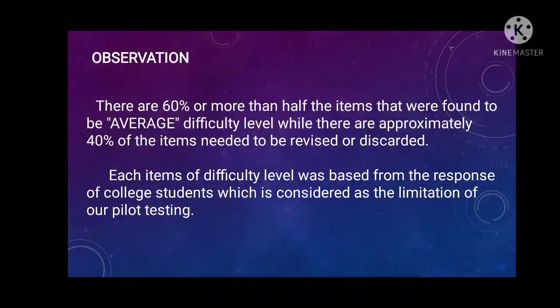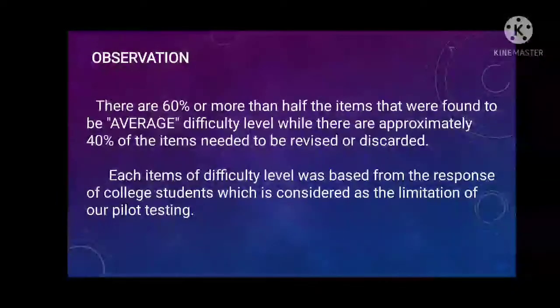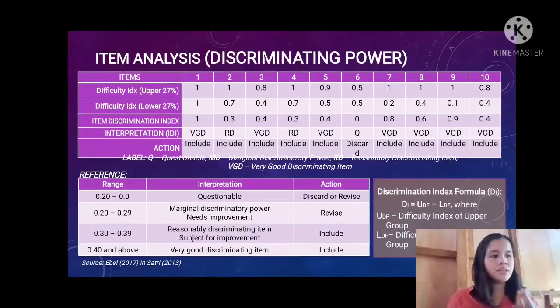Our observation is there are 60% or more than half the items that were found to be average difficulty level, while there are approximately 40% of the items needed to be revised or discarded. Each item of difficulty level was based from the response of college students, which is considered as the limitation of our pilot testing. And since we are done with our item analysis difficulty index, let's now proceed to our item analysis discriminating power.